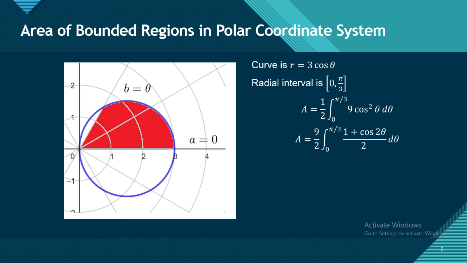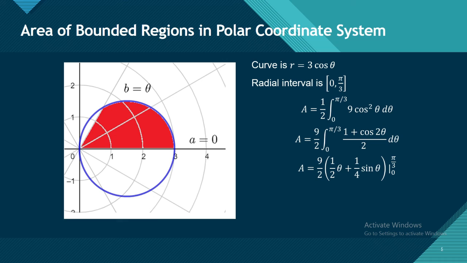Again, this will bring us back to our earlier lessons. We will use the power reduction formula. The square of cosine theta is equal to 1 plus cosine of 2 theta all over 2. So this is equal to 9 over 2 times the antiderivative of 1 plus cosine of 2 theta, evaluated from 0 to pi over 3. I know that this is a lot to do. I will not require you to do the integration completely, okay?